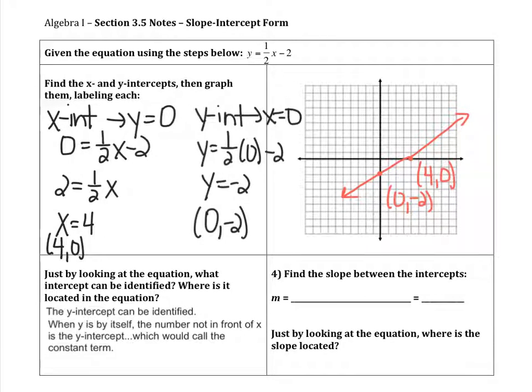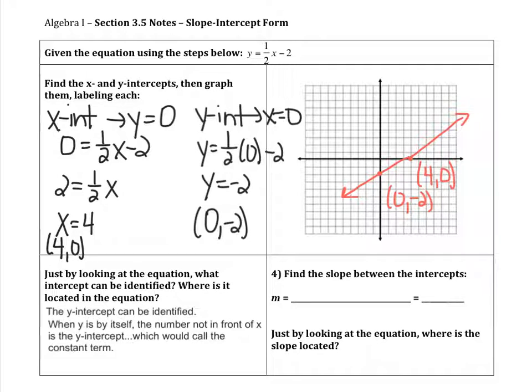So again, looking at the equation, y equals 1/2 x minus 2. The minus 2 we would call the constant term because it does not have a variable with it. The constant term is the y-intercept of the graph of this equation. The last part says find the slope between the intercepts.